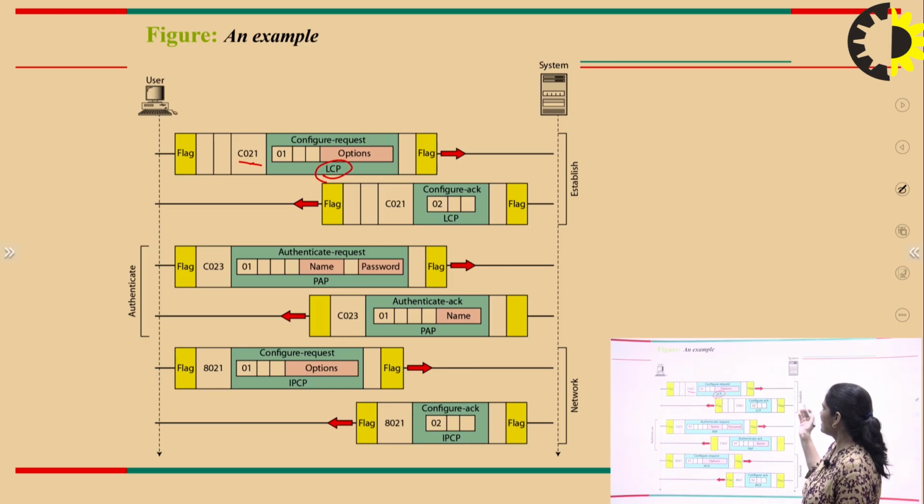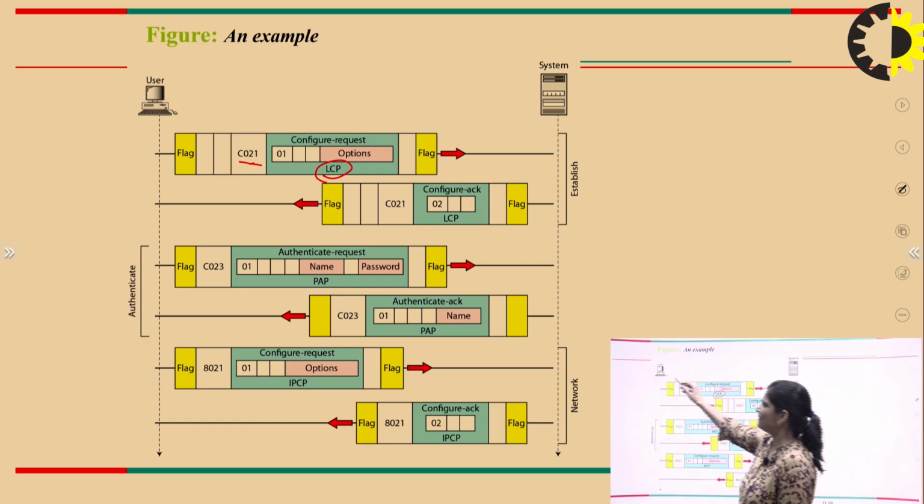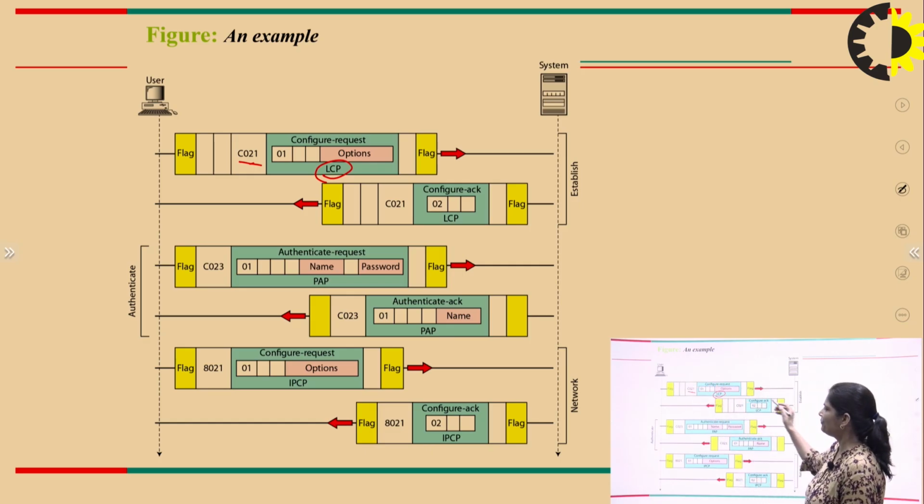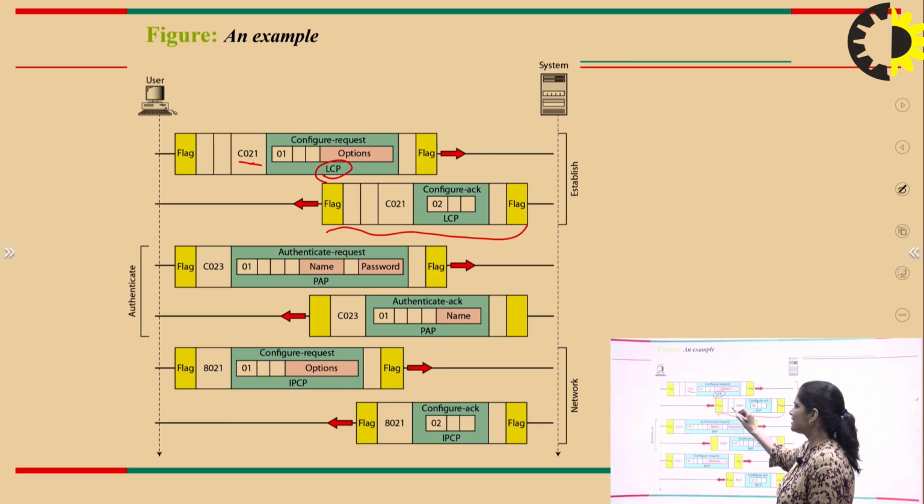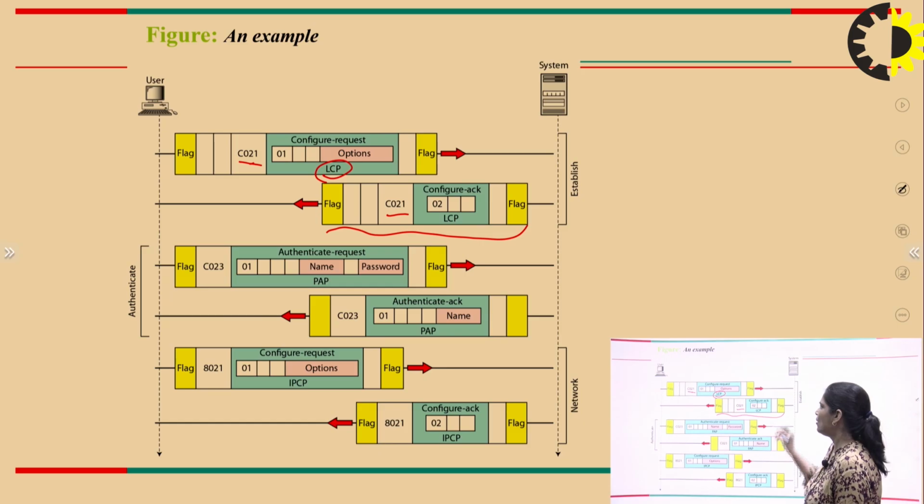When we are establishing a connection and we send a configure request, we get a configure acknowledgement for the connection establishment. So their frame format is like this. Flag is there, destination address, control field is there. This is the code for LCP. Now this is the field format for configure acknowledgement, then flag is there. This one is the frame check sequence.